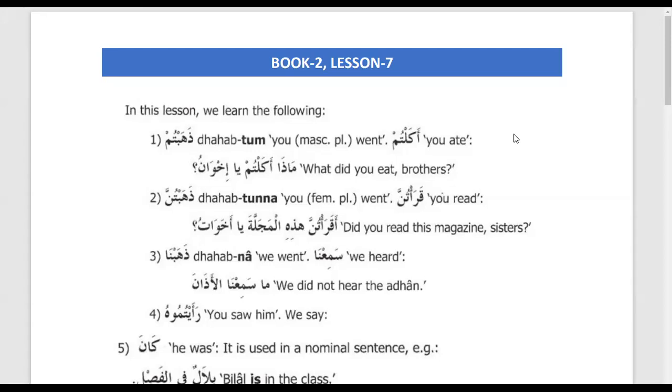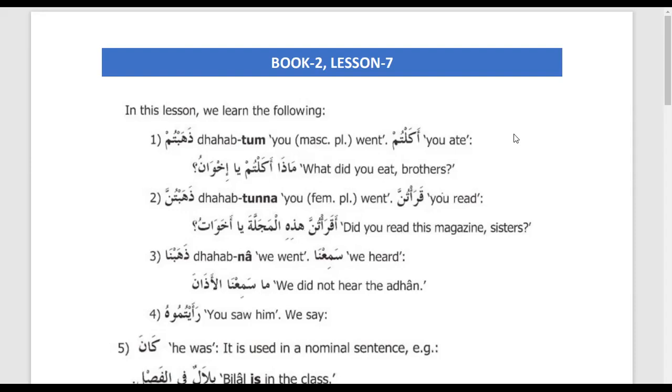So inshallah we are going to start lesson number 7. Before we start, I would like to ask: if I ask you to translate, talking to the masculine, "you all went," how will we translate it? You all went, to the male, to the masculine. Anyone can answer. Yes. ذهبتم.